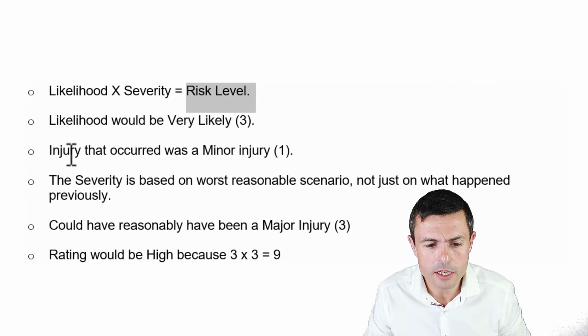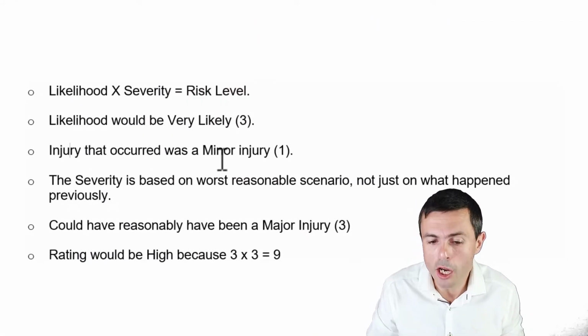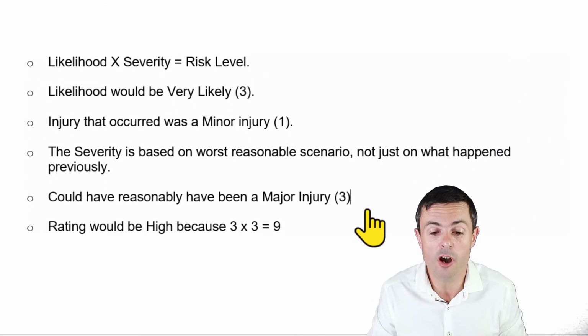My next point is the injury that occurred was a minor injury. I could say, well, they slipped and they just bruised their leg. That was a minor injury. But the thing I would then explain is that we don't score the severity on the actual injuries or what's actually happening or what's happened previously. We score the severity based on the worst reasonable situation. And the worst reasonable situation for this type of slip accident could be a major injury. So that's point number 5 there.